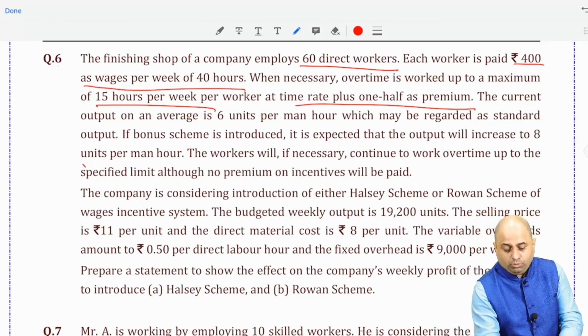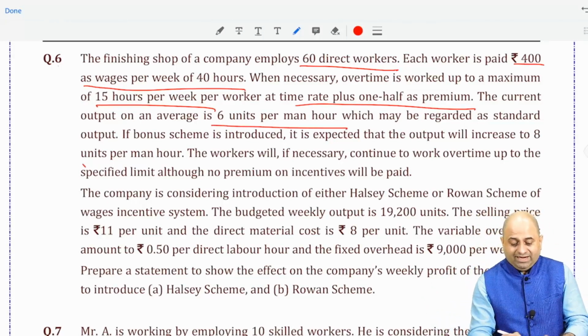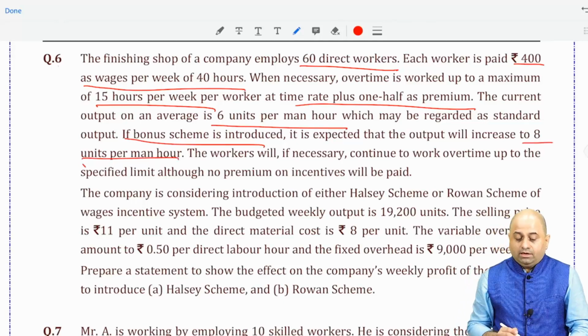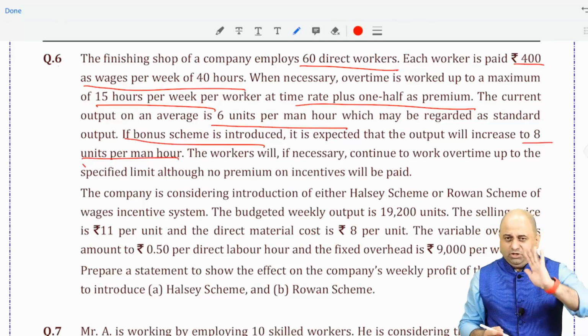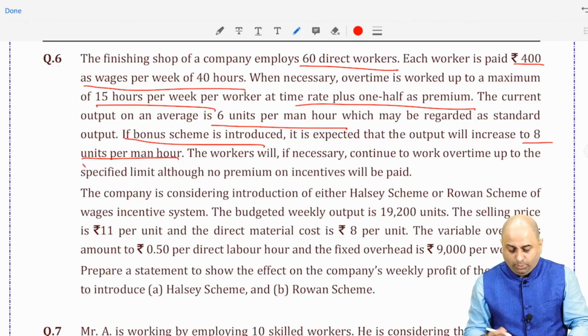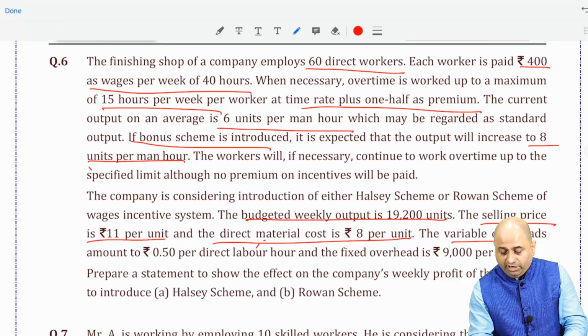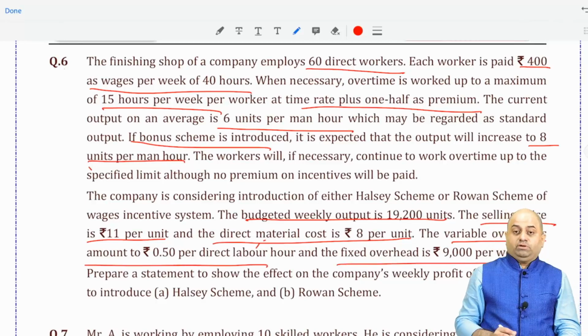Next, current output is 6 units per man hour, whereas if bonus scheme is introduced, expected to increase to 8 units per man hour. Workers will continue to work overtime. That's a separate point. That's a good point. Fair enough. Budgeted weekly output is 19,200 units. Selling price is 11 per unit. Material cost is 8 per unit. Variable overheads amount to 0.5 per direct labor hour, and fixed overheads is 9,000 per week.